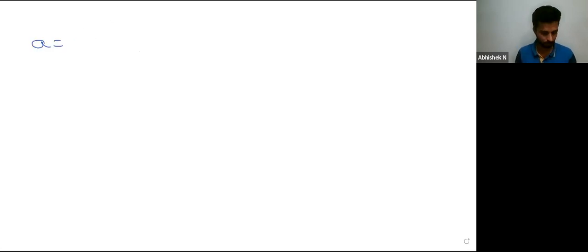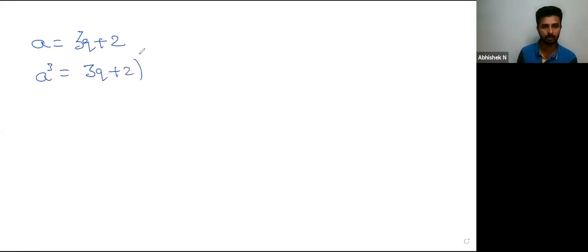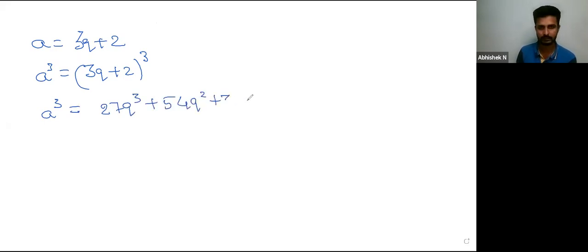A is equal to 3q plus 2. Then again we're taking cube of this, that is a cube is equal to 3q plus 2 whole cube. Again we are using the a plus b whole cube formula. We get a cube equal to 27q cube plus 54q square plus 36q plus 8. So this is the simplification.